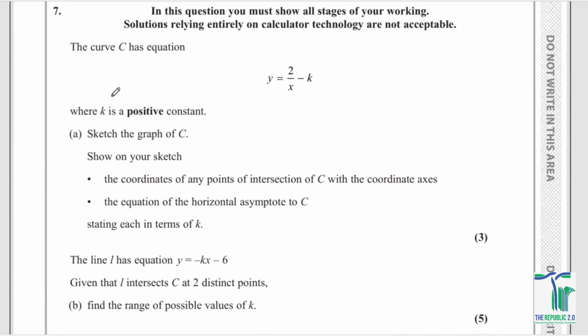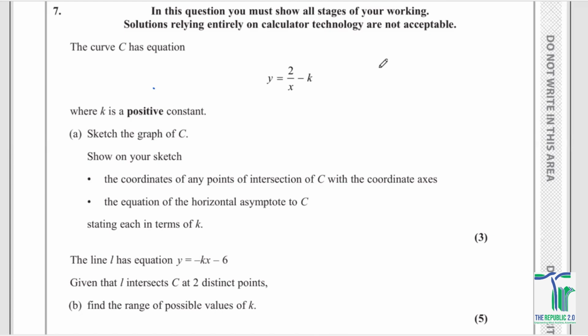So what are we going to do? First of all, we just need to sketch that, right? We're just going to sketch the curve of this thing, 2 upon x minus k. We already know that without the negative k, 2 upon x should be lying in the first and the third quadrant.